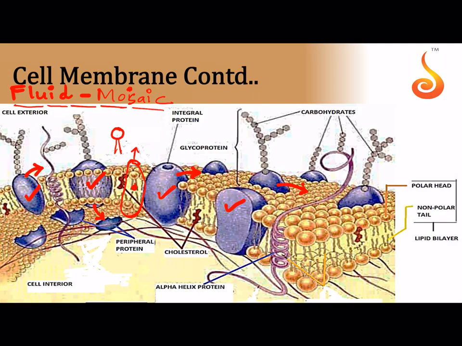Some of the protein molecules are present superficially and some of them are present intrinsically. See, they are present all along the width of the plasma membrane. 70% of the proteins are present throughout the width of the plasma membrane. They are called intrinsic or integral proteins. Some of the proteins are present only on the surface, and that is referred to as the peripheral protein, and these peripheral proteins make up 30% of all the proteins that are present in the plasma membrane.